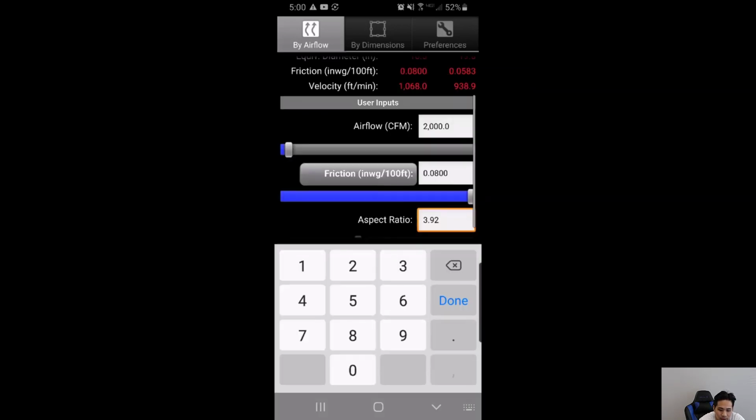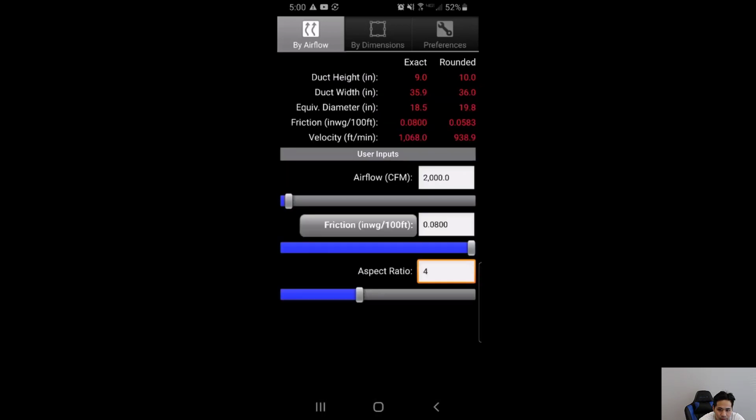I'm just going to type it in. And the duct height is 9 by about 36 rounded up. So trying to keep it an even number, I'm just going to call it a 10 by 36 as one size. And just to check, the inches are again 0.08 and the velocity is 1068. So less than the 1250 that we generally want to keep it under.